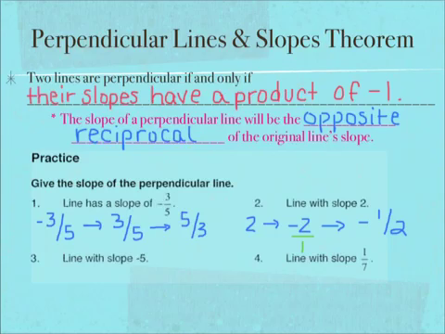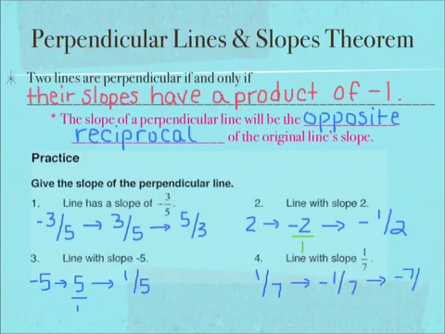Okay, slope of negative 5. Well, negative 5 would switch to positive 5. I would put that over 1 and then flip it so it would become 1/5. And then slope of 1/7. 1/7 would become negative 1/7. And then I would flip it over and make it negative 7/1, which is really just the same as negative 7. So that's where I would leave my answer for that one.